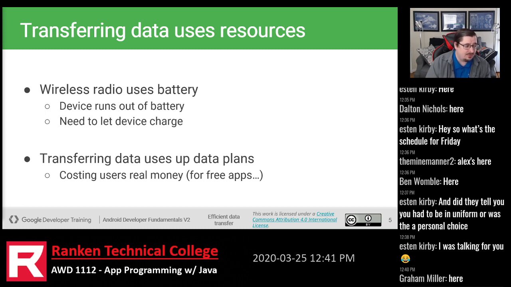Some people also have data plans. I know one of you on here is using a hotspot, and that costs something. So you have to think about that too. You don't necessarily want to be using up a lot of their data plan, because that could end up costing them money. It can even cost them money if the app is quote unquote free, because they have to spend money on that data. So that's something that you really want to keep in mind in terms of optimizing data and optimizing battery usage.